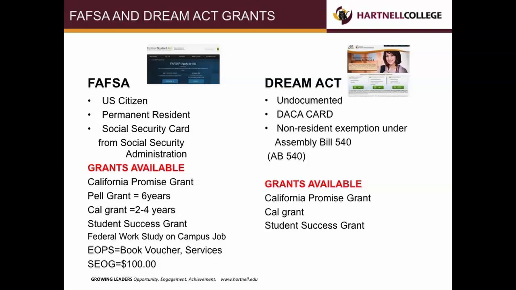The grants available under the FAFSA are the California Promise Grant, the Pell Grant, which is for 6 years, the Cal Grant, which is approximately 2 to 4 years, the Student Success Grant, the Federal Work Study, which is a job on campus, EOPS, which is book vouchers and services, and SEOG, which is a $100 grant. The grants available for the DREAM Act are the California Promise Grant, the Cal Grant, and the Student Success Grant.